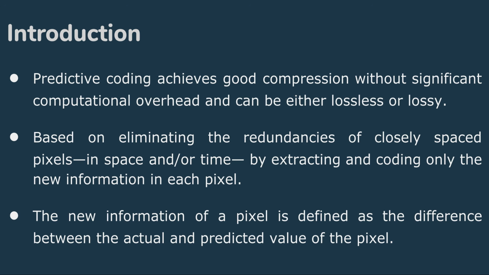A new information of a pixel is defined as the difference between the actual and predicted value of a pixel, and we will see what is meant by the predicted value of a pixel in the next slide.